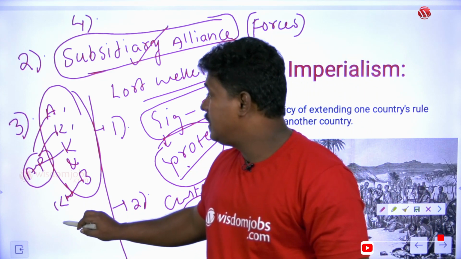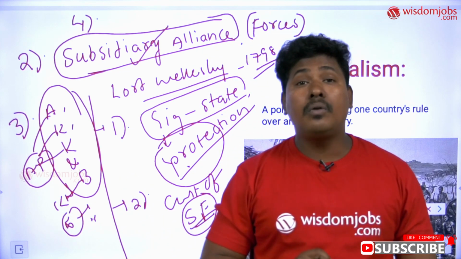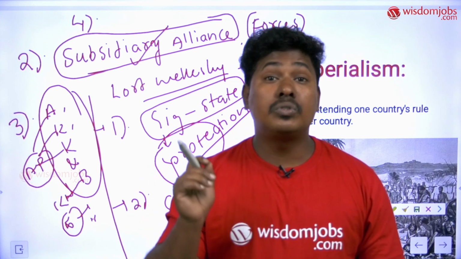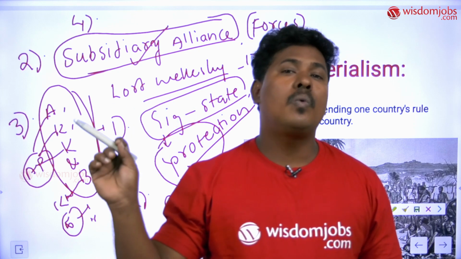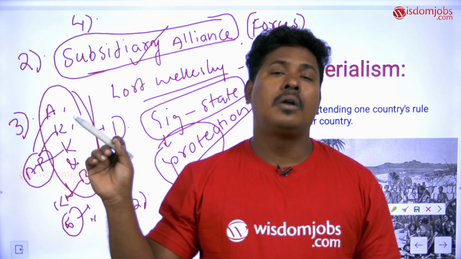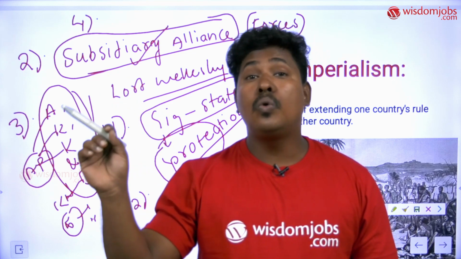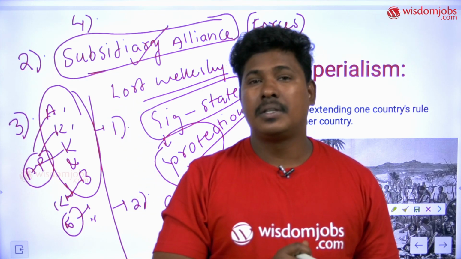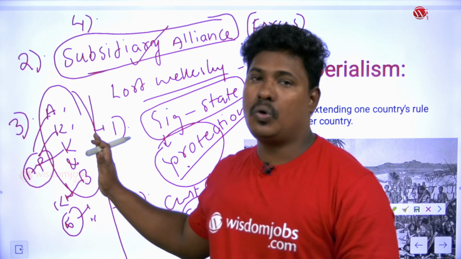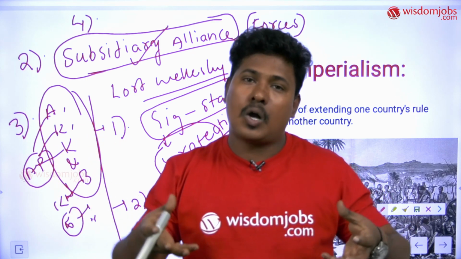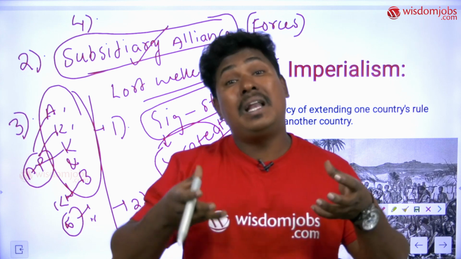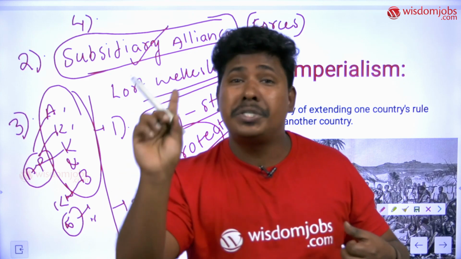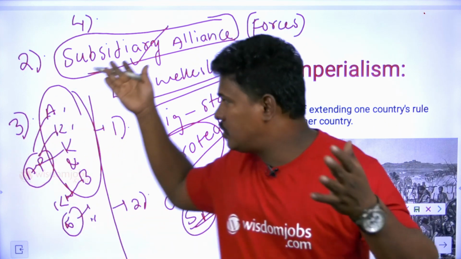And the fifth provision is very, very important. Without the permission of British resident, no foreigner or no envoy from the neighbor state can visit the signatory state. So during diplomatic, cordial and friendly relations with the neighbor states or foreign states, the signatory state must take the permission from the British. These all are the provisions of subsidiary alliance.